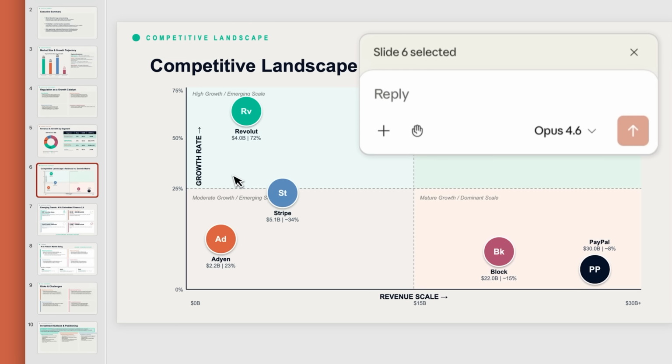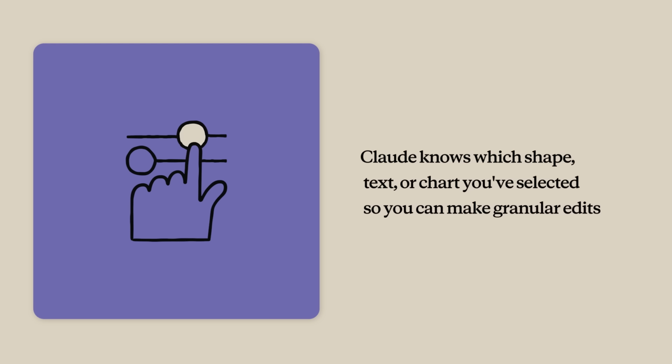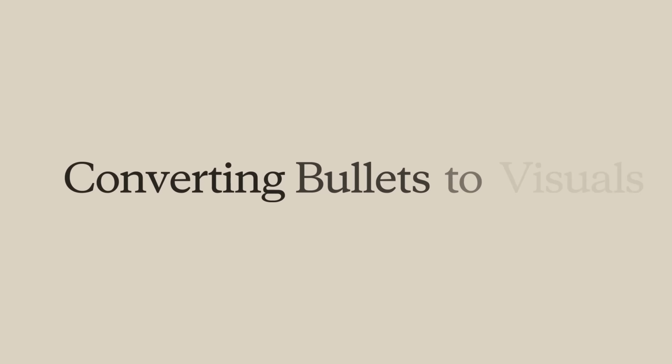This kind of precision matters when you're polishing a deck for a specific audience. You don't want to regenerate an entire slide to fix one headline or tighten one paragraph. Claude lets you work at the level of individual objects, the same way you'd edit manually, but faster.